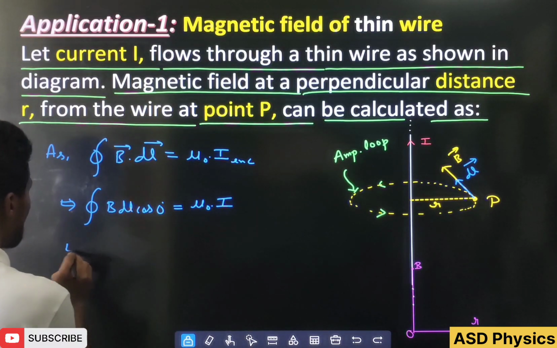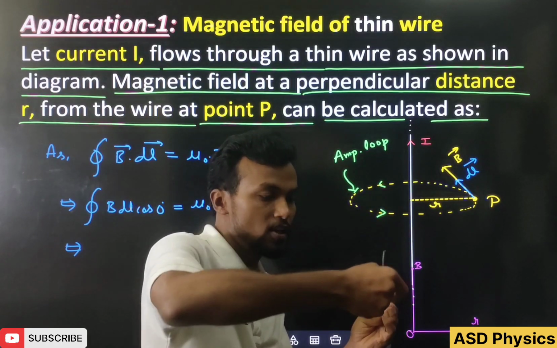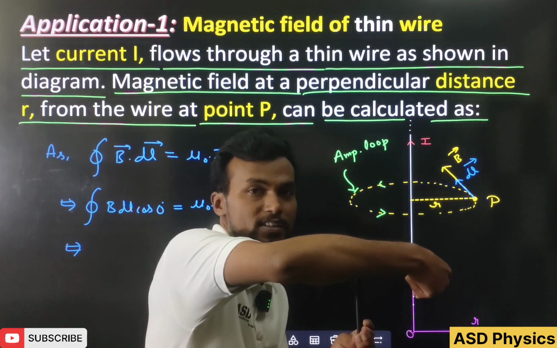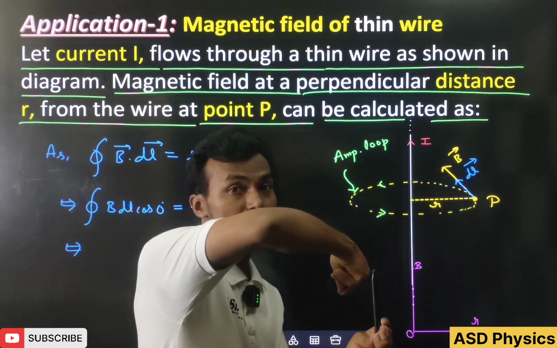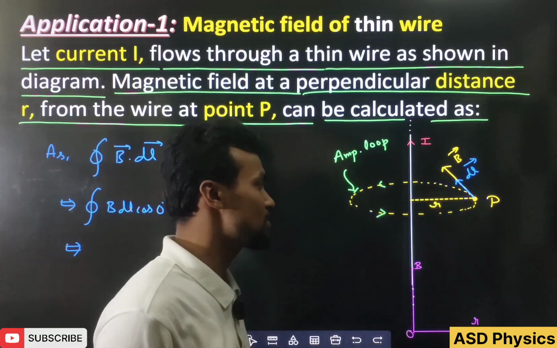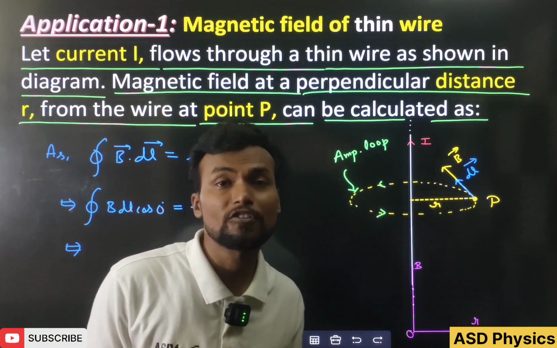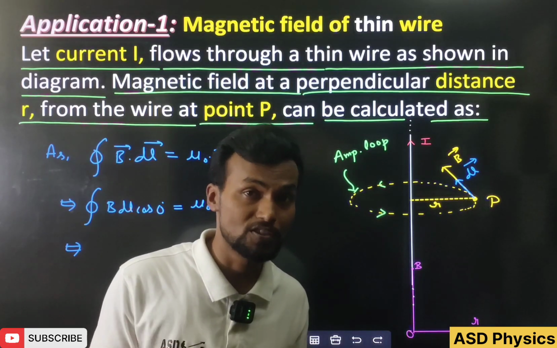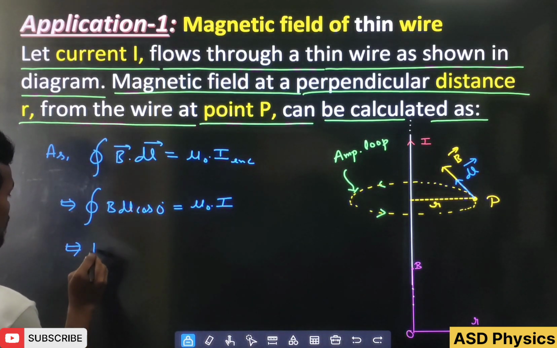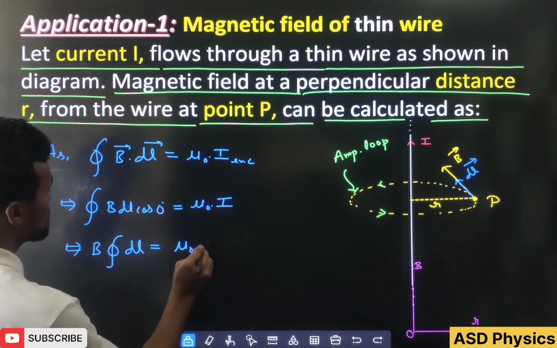Now you know very well, if this is the wire and here we are imagining a circle, then at a distance of r the magnetic field is B, here also at a distance of r the magnetic field is B, this side also, and this side also. That means at all points of the Amperian loop the magnitude of the magnetic field will be the same, constant. Direction may be tangential, but the value will be the same, so B will be constant. So B comes outside, closed integral dl is mu naught I.